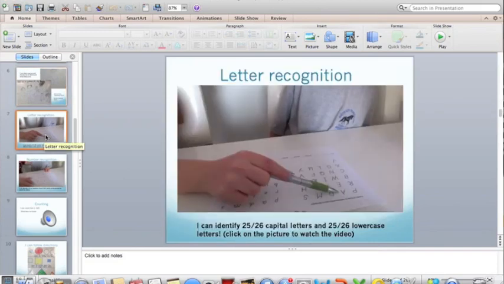Kindergarten testing also includes identifying letters, uppercase and lowercase. So I took a video. I did this directly from my computer, but you could do this in other ways using a tablet or a video camera, phone camera. So I just had the student go through the testing just as they would without the camera, but I was able to incorporate the video into the slides here.